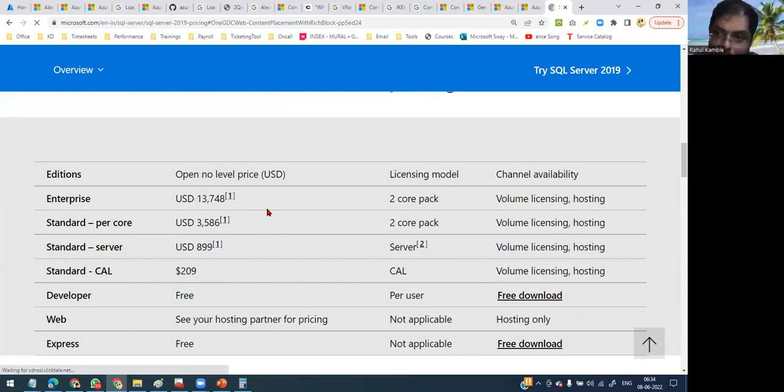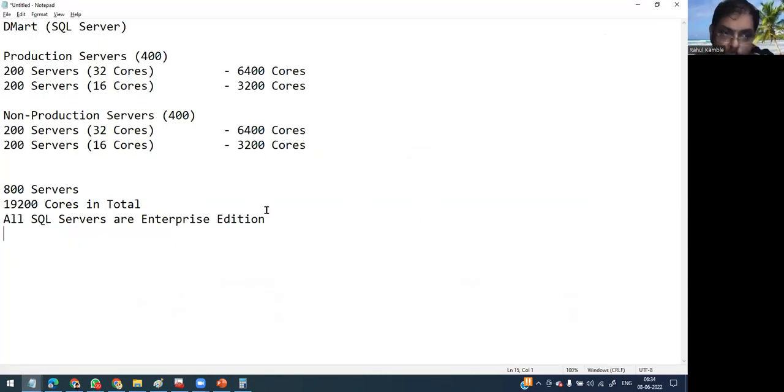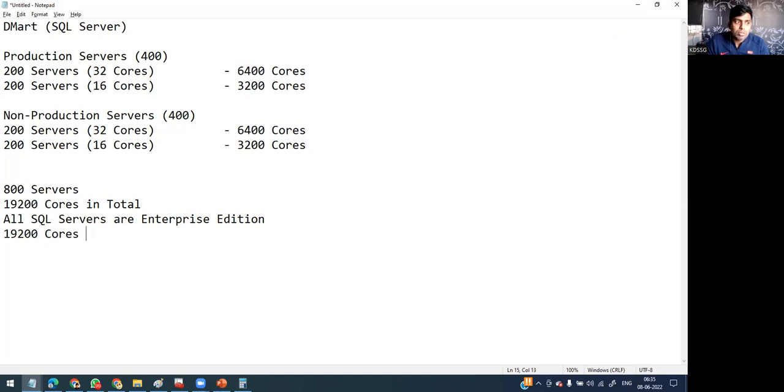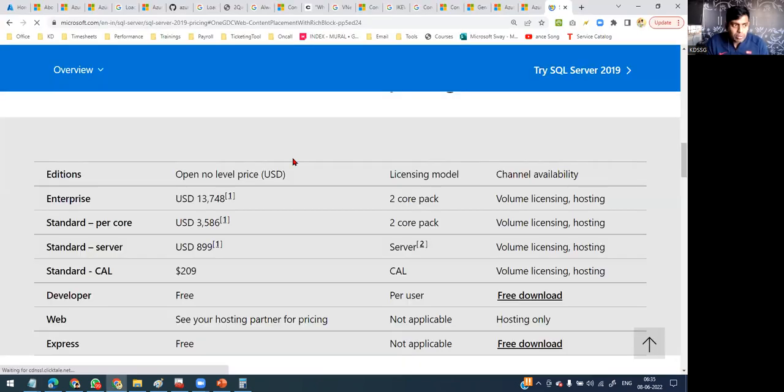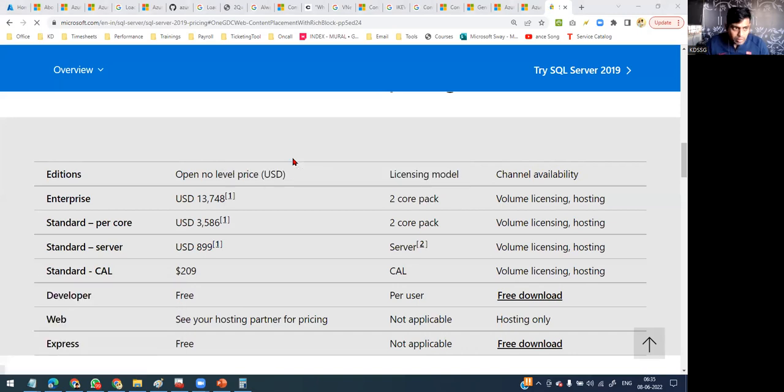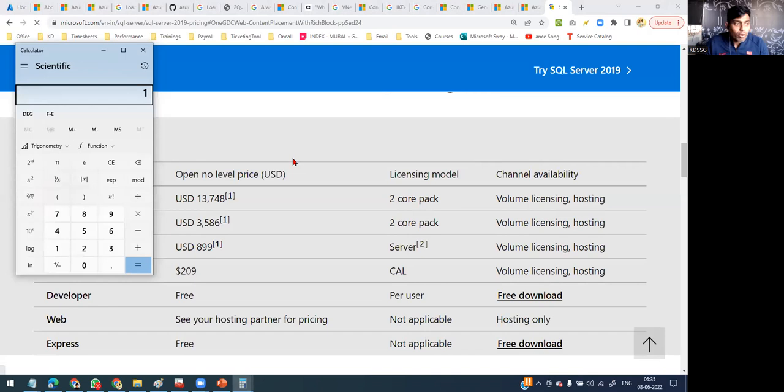So we have these 800 servers, right? 19,200 cores. If we divide it by 2 cores, they are saying that they have given the 2-core rate. That's what I calculated. Let's do easy math, sir. Oops, I got what you're saying now. The 13,748 cost divided by 2 is 6,874. Easy, right?